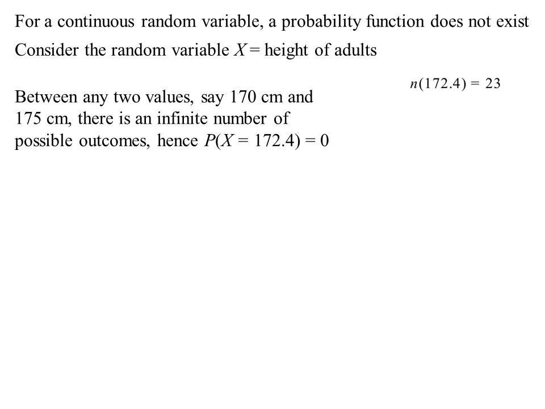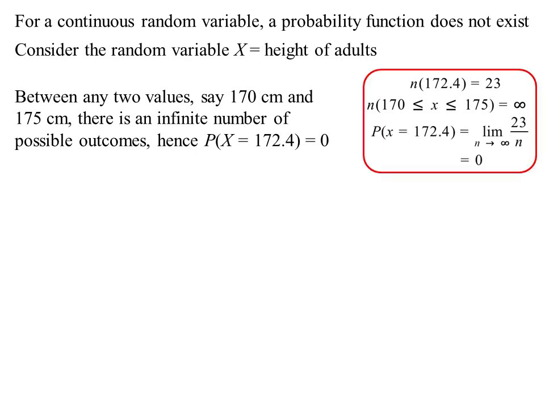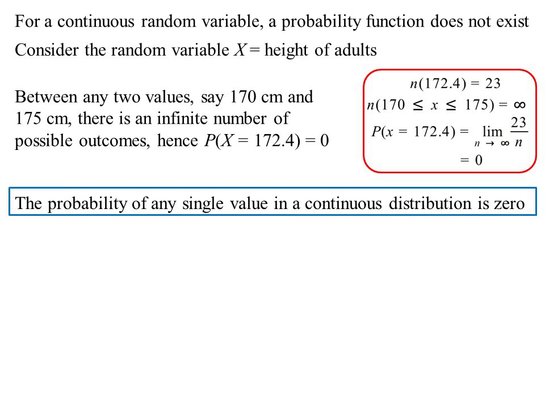Why? Well, let's just, for instance, say there are actually 23 people that were 172.4. But when we work out probability, we get the number of outcomes of what we're looking for divided by the total number of possible outcomes. But we're saying there's an infinite number of outcomes. So to work out that probability, it would be 23 over infinity, which of course is 0. So therefore the probability of 172.4 is 0. So in a continuous distribution, the probability of any single value is 0. And that's why we can't define a probability function for continuous data.